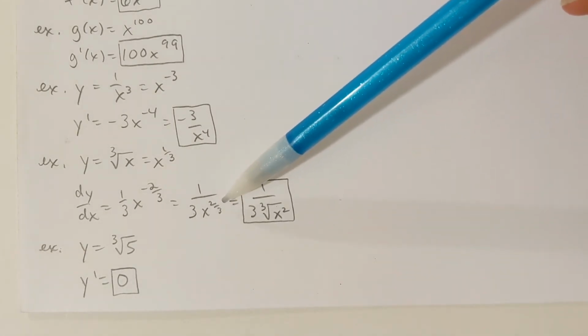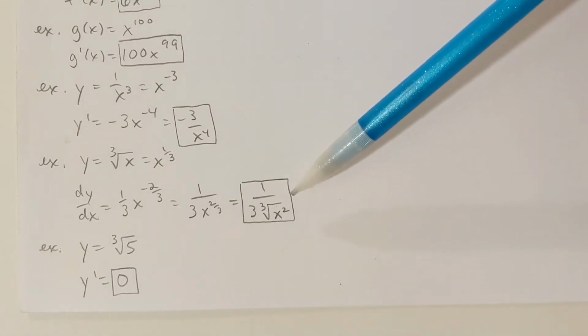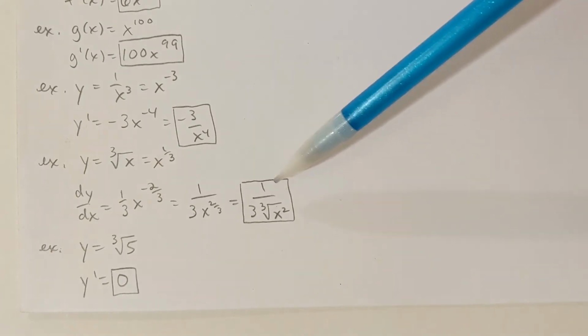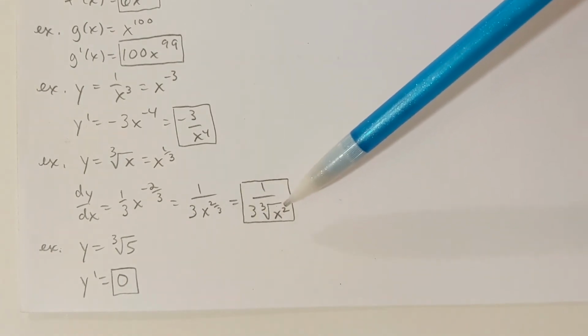So x to the 2/3 in radical form, that'd be the same as the cube root of x squared. And I'd circle this answer then.